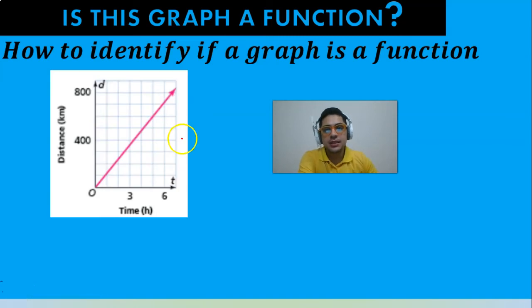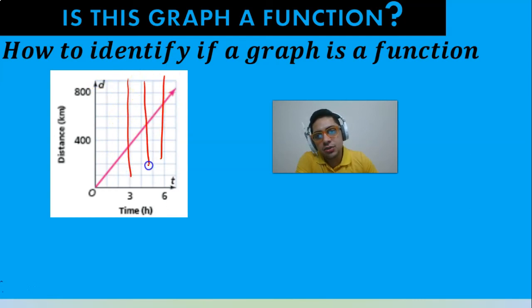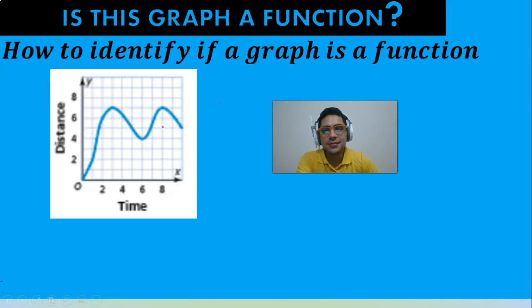The next problem is a linear relationship, not like the previous one, which was not linear, it was a curve. In this case, this is a linear relationship because it is a straight line. At any given point, if I draw vertical lines, I'm just going to cut the graph in just one point. So this is indeed a function. In the last one, we can see that this is also not a linear relation, but if we draw vertical lines at any given point, we're just going to be cutting the graph in just a single point. So that means that this is indeed a function.